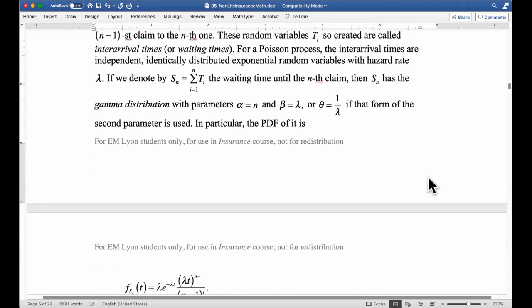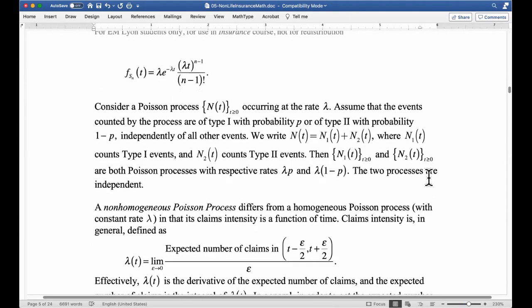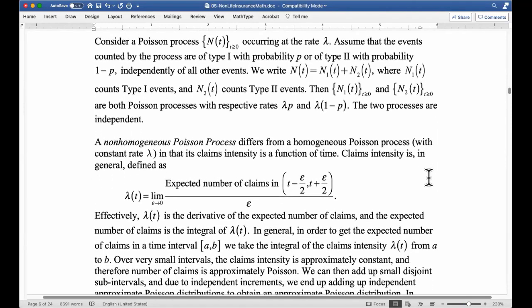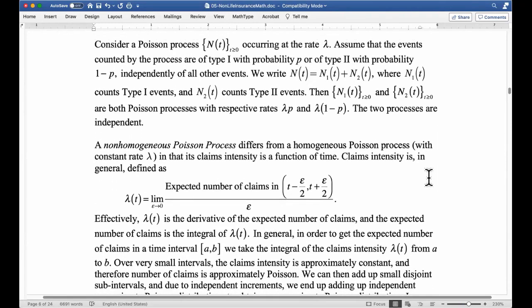In particular, the PDF of it is of this form: lambda e to the minus lambda t times (lambda t) to the n minus 1 power over (n minus 1) factorial. I don't expect to demand that you memorize this probability density function of a gamma distribution. However, I want you to be aware of the fact that if you add exponential distributions that are independent and have the same hazard rate, the same mean, then you get a gamma distribution.